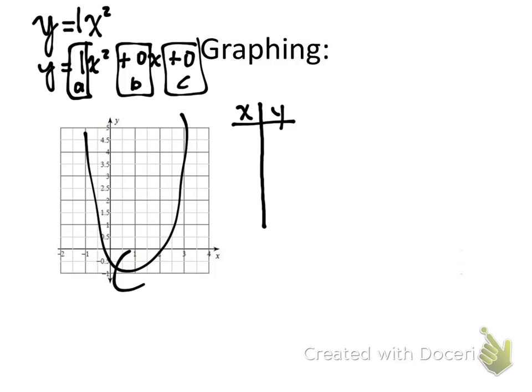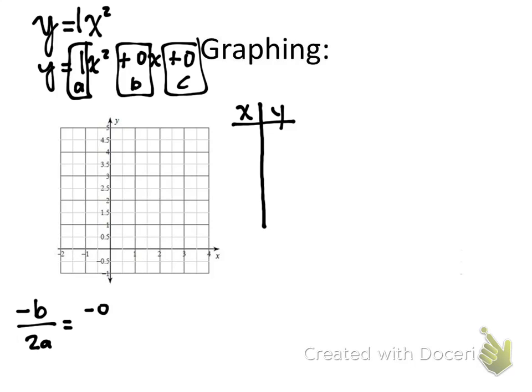But we want to figure out the vertex. What is this point going to be? We don't know that, so we're going to try to figure that out right now. Okay, so we start with step 2, which is find negative b over 2a. Plugging in, negative b, b is 0. 2 times a, a is 1. So it's going to be 0 over 2, and the answer is 0. So we know that the x point for the vertex is going to be 0.